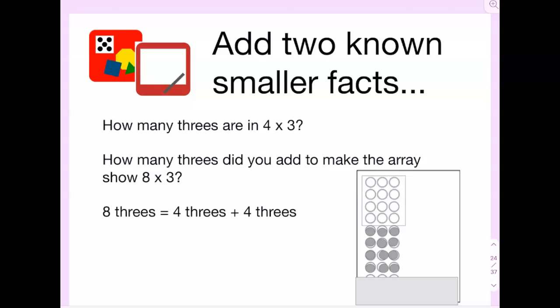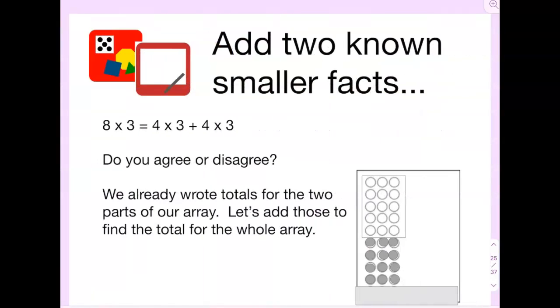So how many 3's are in 4 times 3? Right here. There's 1 3, 2 3's, 3 3's, 4 3's. So we have 4 3's plus the 3's that we added, another 4 3's, which totals 8 3's. The multiplication sentence for that is 8 times 3, 8 3's.